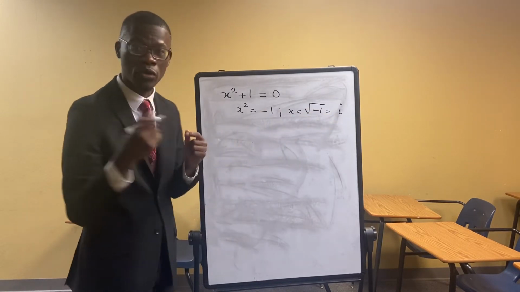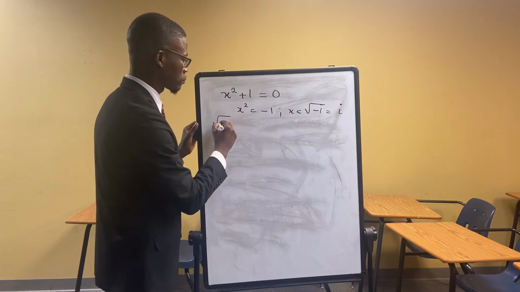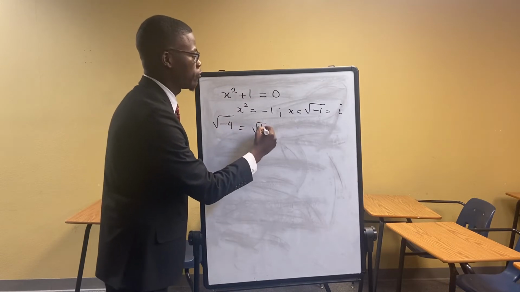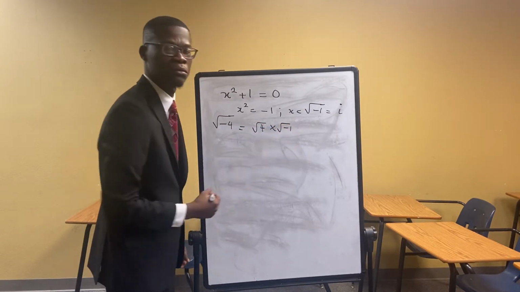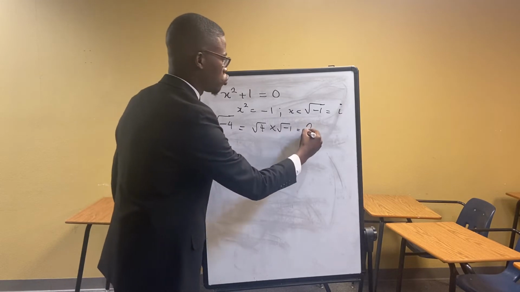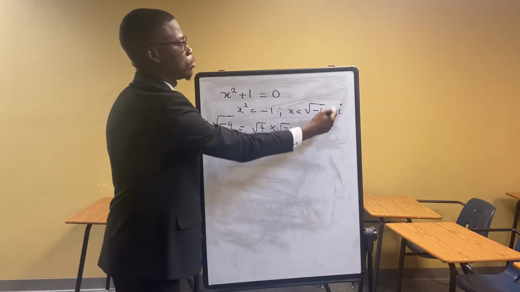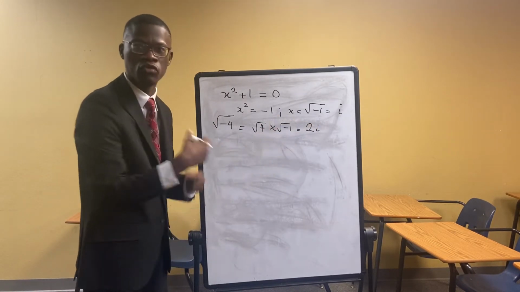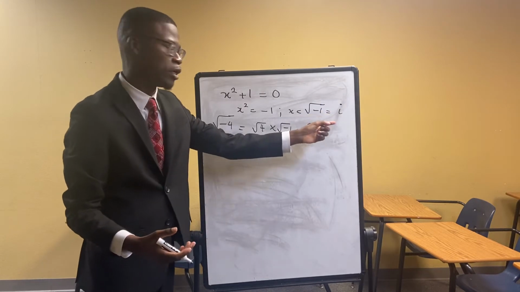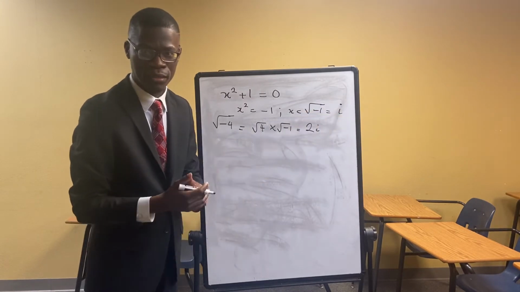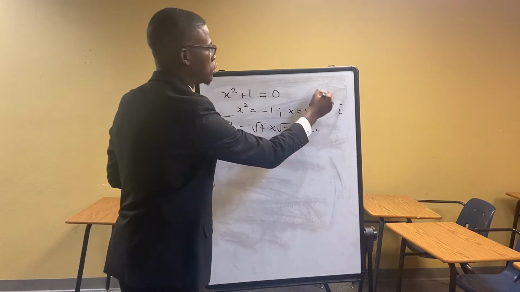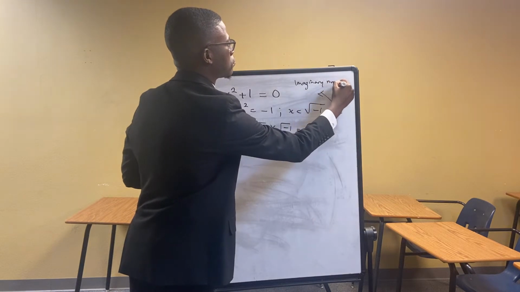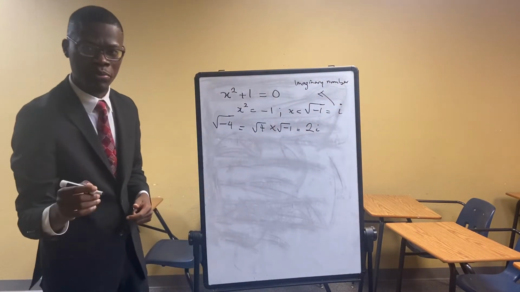For example, the square root of -4 is, remember, we could write the square root of -4 as the square root of 4 times the square root of -1. So what's the square root of 4? 2. What's the square root of -1? i. So the square root of -4 is 2i. To make things easier, that's why the square root of -1 is denoted by i. Now this i is called the imaginary number.